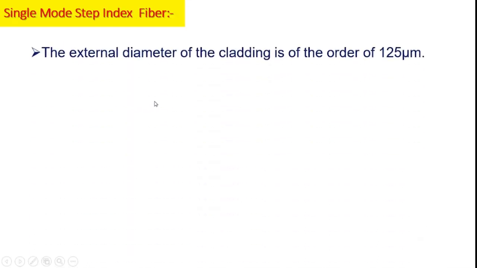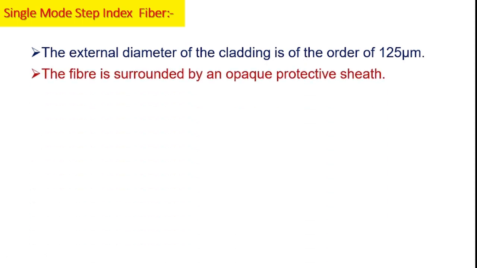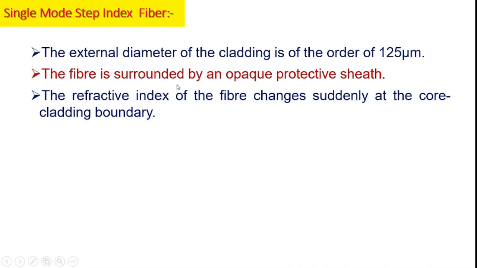The external diameter of the cladding is of the order of 125 micrometer and the fiber is surrounded by an opaque protective layer that is called sheath. The refractive index of the fiber changes suddenly at the core cladding boundary.